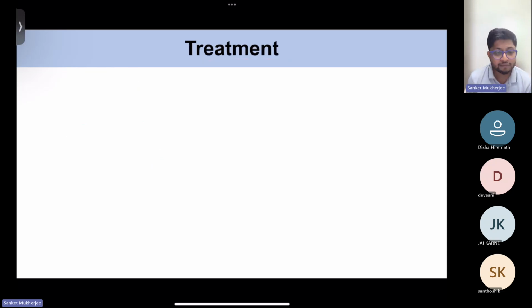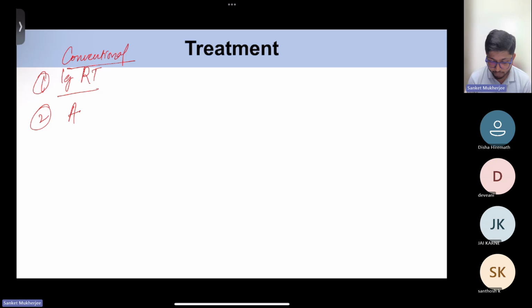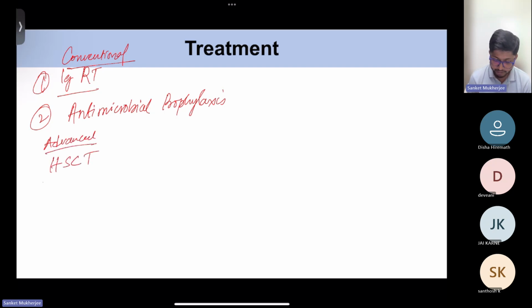If we talk about the conventional therapy, immunoglobulin replacement therapy is one of the conventional therapies. The other therapy would be antimicrobial prophylaxis. So these are conventional therapy. A little bit more advanced therapy method would be hematopoietic stem cell transplantation, as we have already discussed in thalassemia also. This is similar. In this case, the survival rate is above 70% overall.